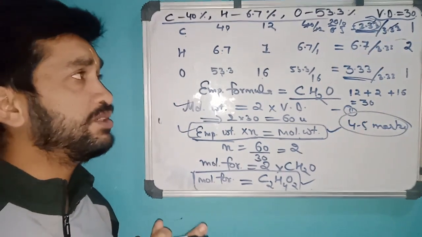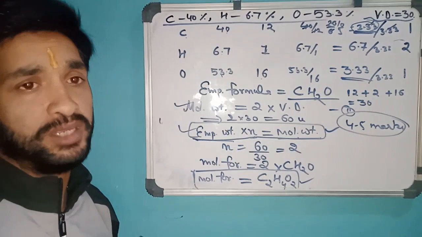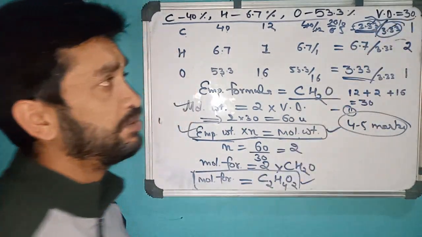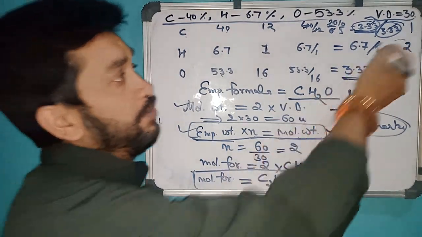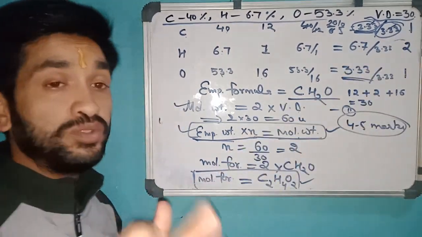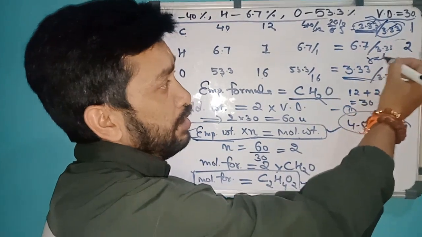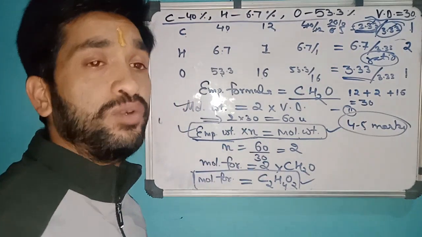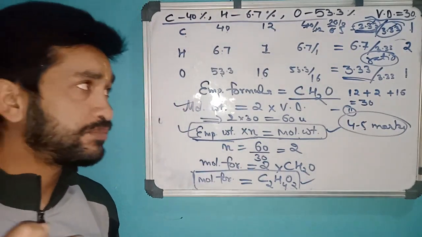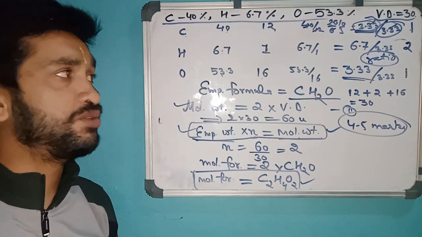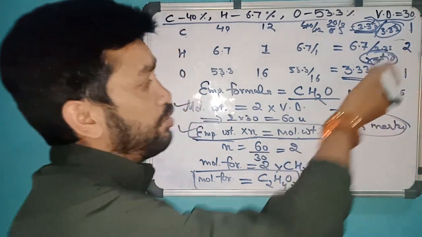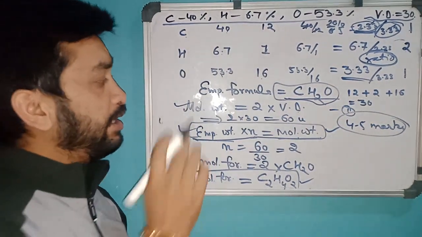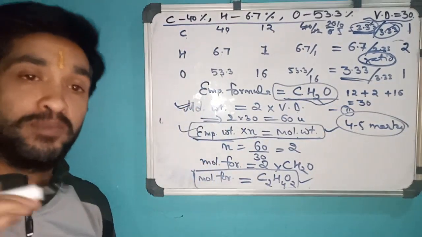Here two numbers were there and both were the same, so we took 3.33. So 3.33 by 3.33 gives you 1, here it gives you 2, here it gives you 1. Since you are getting the ratio, remember that in the previous part when we started this video, I told you that empirical formula is the simplest whole number ratio of elements. So since you are getting the simplest ratio, definitely what you are going to get is the empirical formula, not the molecular formula.